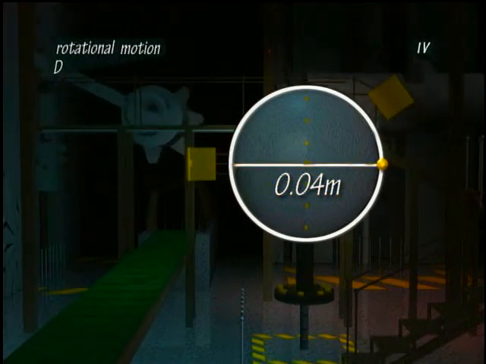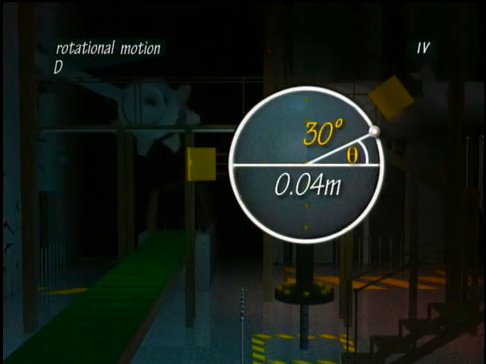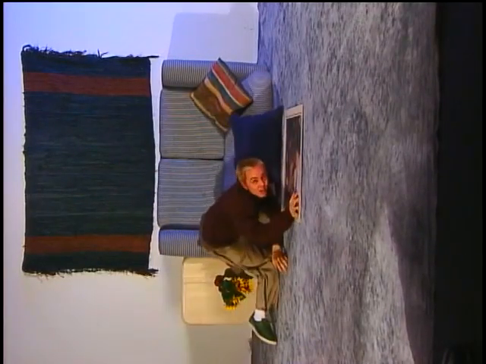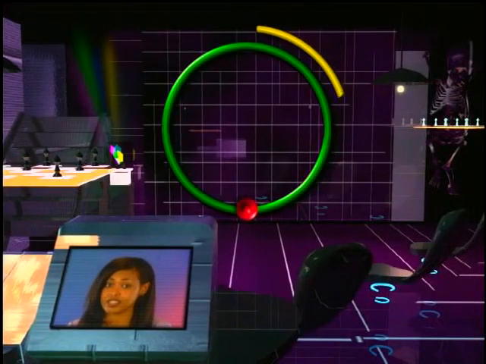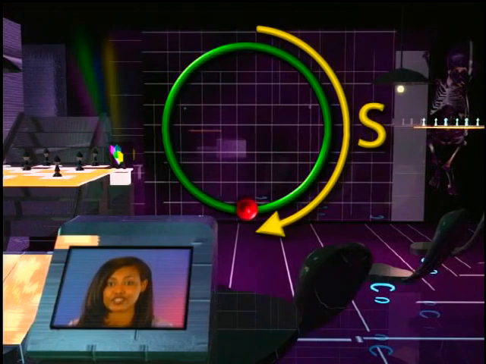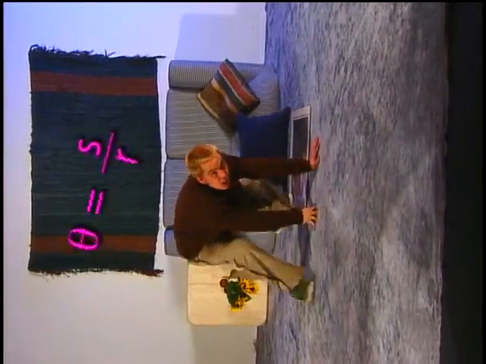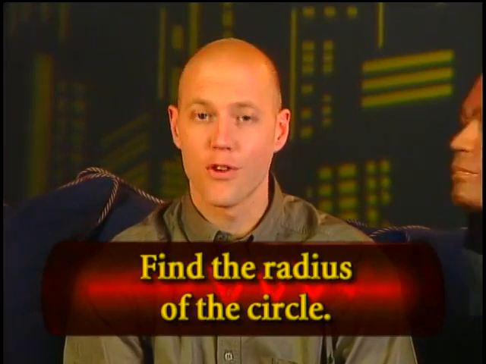If we put a point on the edge of the circle here, and the circle turns through an angle of 30 degrees, how far does the point on the edge of the circle travel? How far does it travel? We didn't learn the equation for that. Actually, we did. There's a point going around in a circle. Whatever distance that point covers is the arc of the circle s. Oh, okay. So we can use the equation theta equals s over r. Right, but first we have to find the radius of the circle.